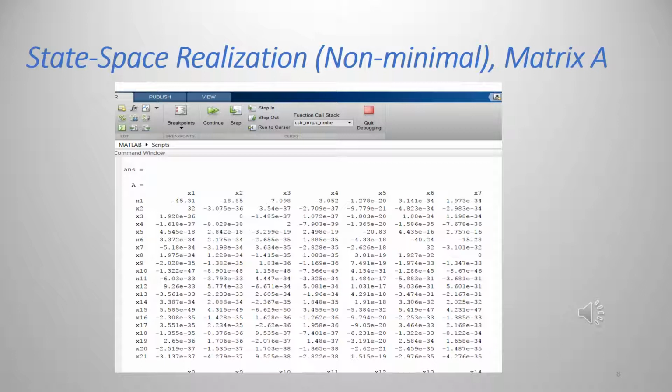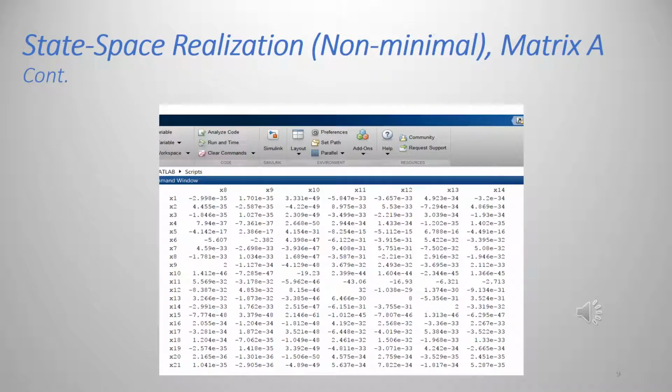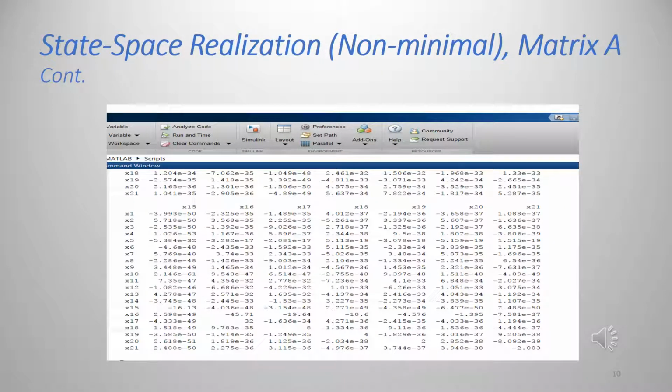MATLAB is capable of producing a minimal realization with much less number of states. Of course, in the minimal realization, the matrix is not sparse anymore, and it has less number of zeros. So this is part of the matrix A of the non-minimal realization, and the rest of matrix A.